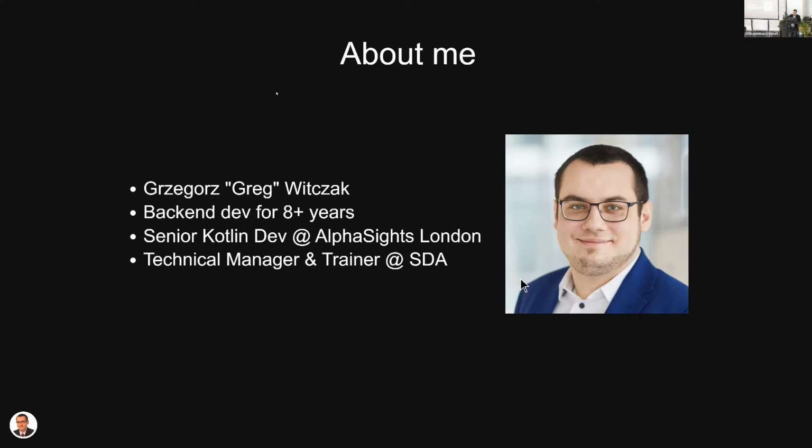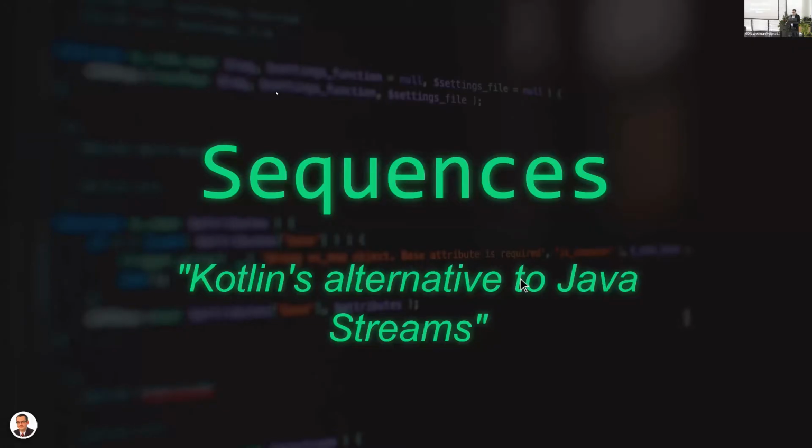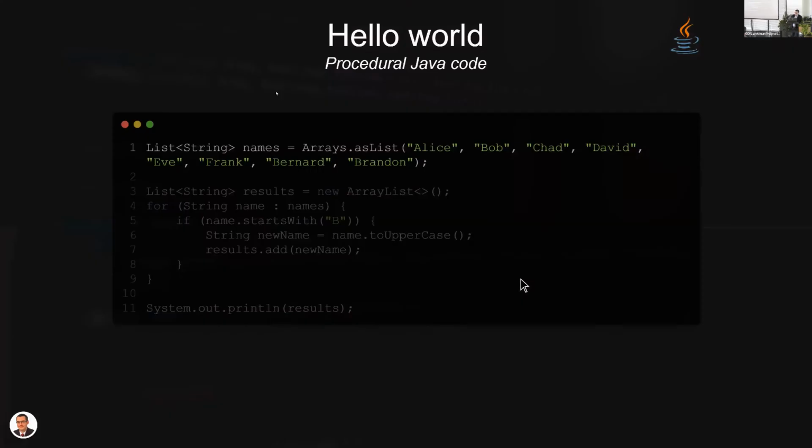So if you need to remember just one sentence about this presentation, then it should be this one. Sequences are Kotlin's alternative to Java streams. We can do more or less the same or very similar stuff with it, but it's more of a Kotlin way. So let's jump straight to the code.